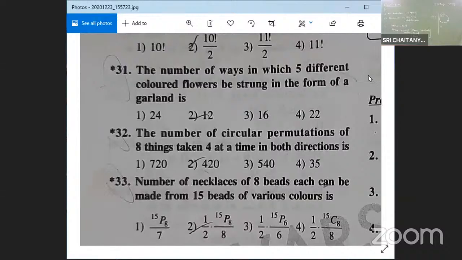See that problem number 31. The number of ways in which 5 different colored flowers. You got the word flowers, it means it is called hanging type circular permutation. Am I right? Hanging type circular permutation. Okay. So 5 different colored flowers means n value is equal to 5. Be strung in the form of a garland. So it is 5 minus 1 factorial by 2. It is 4 factorial by 2. 4 factorial value is equal to 24. 24 by 2 is equal to 12.